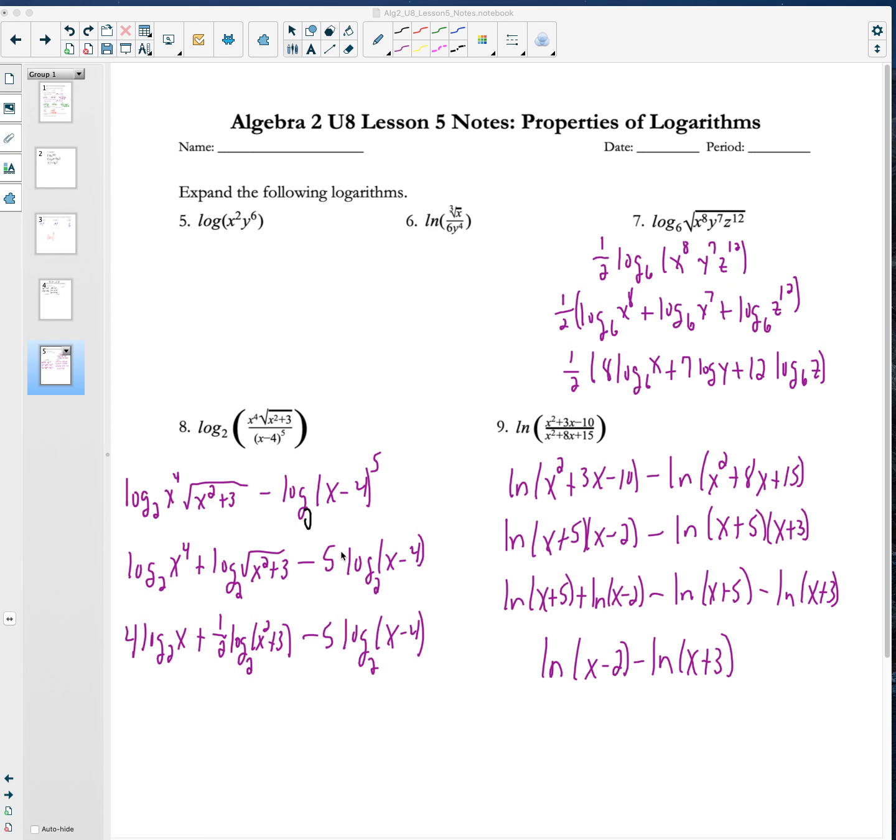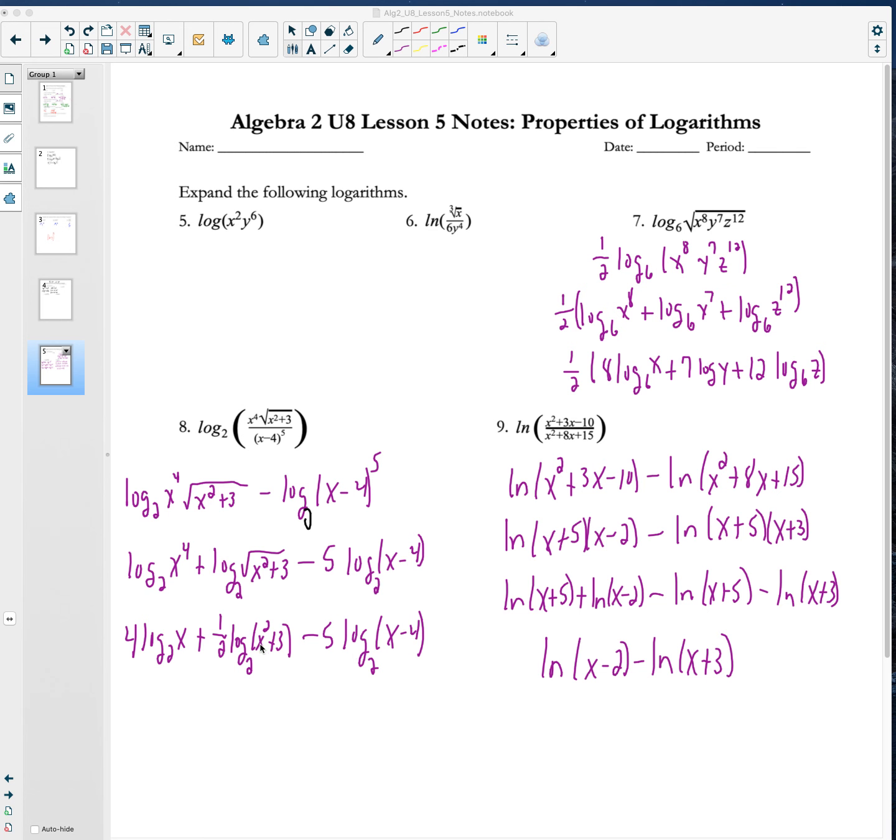Now, once again, I go back and reevaluate each piece. So when I look at this, what property takes precedent? It's that power property. So I take that 4 out front, 4 log base 2 of x. Now, once again, this is really raised to the 1/2 power. The square root is the 1/2 power. So I can take that 1/2 out front as 1/2 times log base 2 of x squared plus 3. Nothing else I can do to this one, so I bring it down.